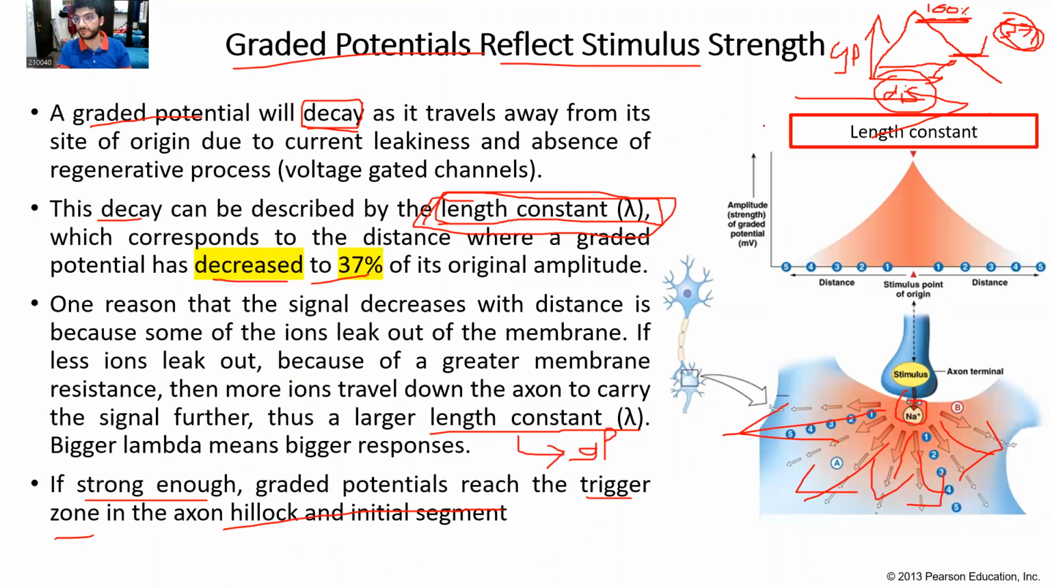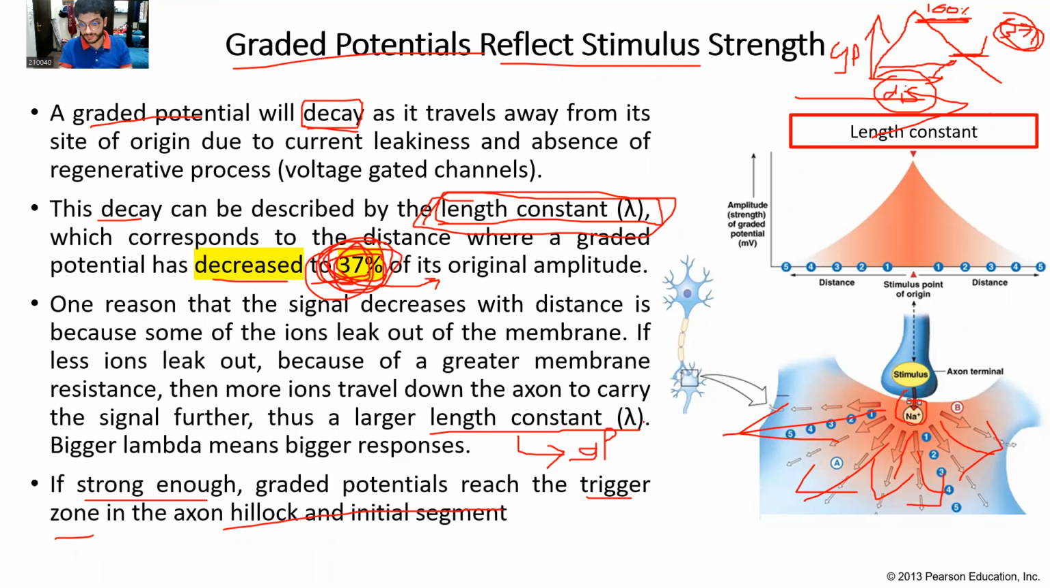It's not about whether it goes down to 37% and then won't trigger the action potential. It's just some number we assign. It's just a random variable we assign to see the strength of the graded potential. This doesn't mean that it won't trigger the action potential. It could trigger the action potential, but not necessarily.